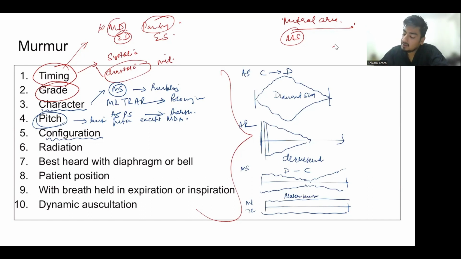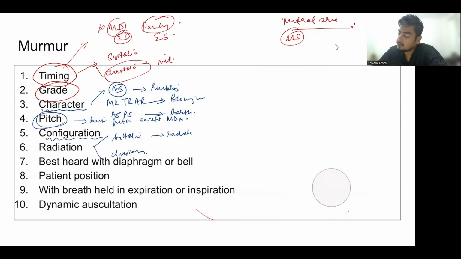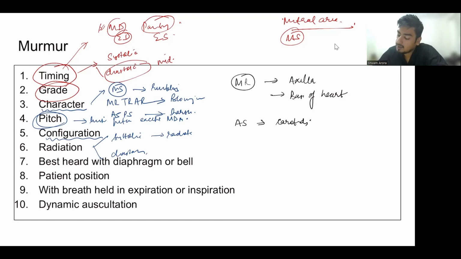After that, we'll tell about radiation. The systolic murmurs are the ones which radiate generally. Diastolic murmurs don't radiate. And about radiation, the murmur of MR radiates into the axilla, or it can also radiate to the base of the heart, depending upon which leaflet is involved or the direction of the jet. The murmur of AS radiates to the carotids. Okay. After that, we'll tell whether the murmur is best heard with diaphragm or bell. So generally, high-pitched murmurs are better heard with diaphragm, while low-pitched murmurs are better heard with bell.